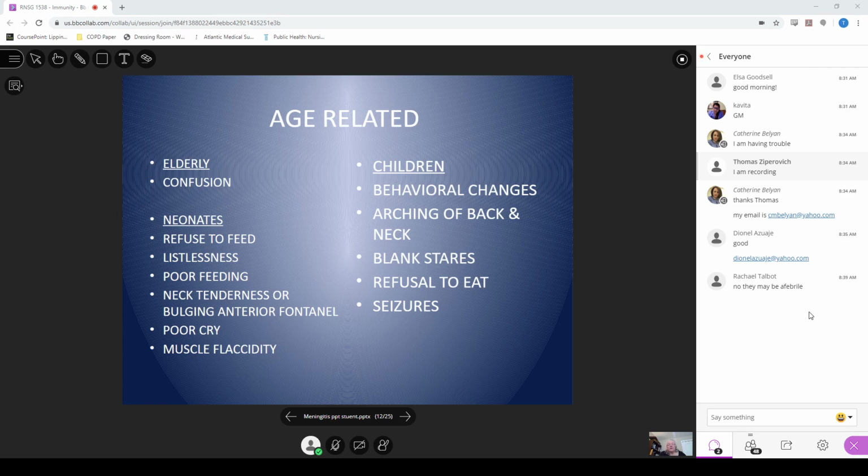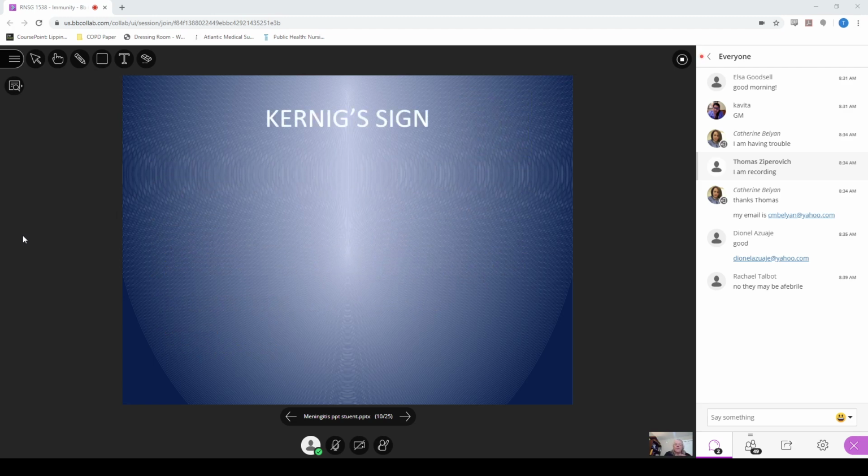When they are quiet and not crying, that fontanelle is going to be bulging with increased intracranial pressure. Remember, the fontanelle is always going to bulge when they're crying, because when you cry your intracranial pressure goes up. So it will bulge up while they're crying, but it's not going to be that really hard, tense. You can still have some palpation. It's softer. Although it's bulging, it's still soft. Poor cry, also a high-pitched cry, is very frequent with infants that have increased intracranial pressure and meningitis, and muscle flaccidity. They're floppy. Whereas with our preschoolers and kids, we see behavioral changes, arching of their back and neck, blank stare, refusal to eat, and seizures.